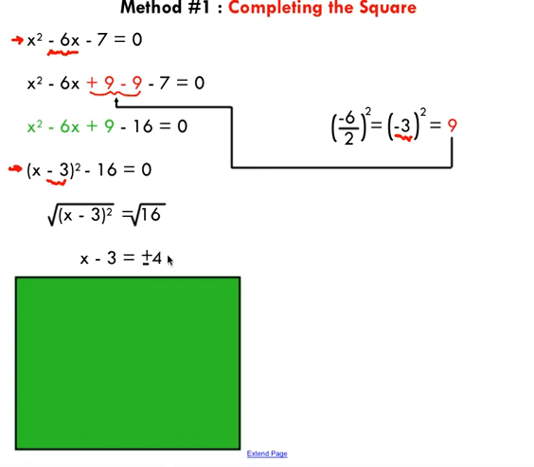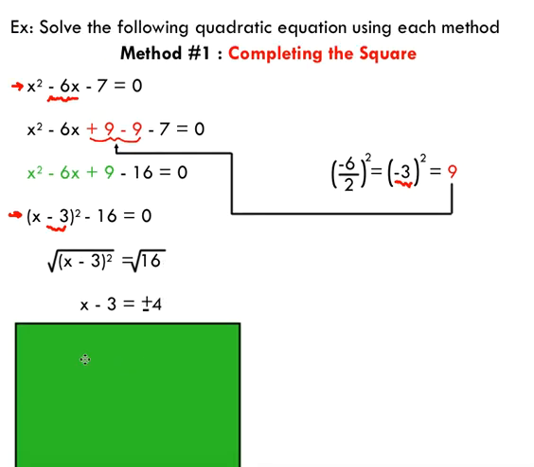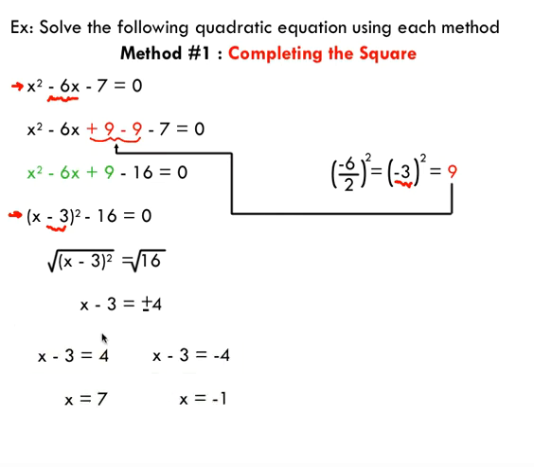Okay, remember 4 times 4 is 16, but also -4 times -4 is 16. So really I've got 2 situations here, one where my 4 is positive and one where my 4 is negative. And I'm just going to solve these equations separately. I'm going to bring 3 over to the other side, I'm going to bring 3 over to the other side, and I end up with my 2 x-intercepts.